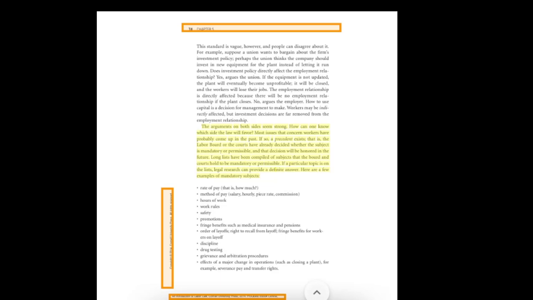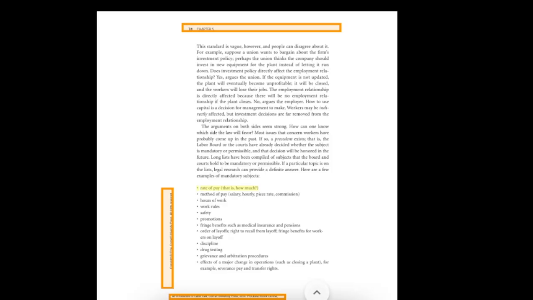Most issues that concern workers have probably come up in the past. If so, a precedent exists, that is, the Labor Board or the courts have already decided whether the subject is mandatory or permissible, and that decision will be honored in the future. Long lists have been compiled of subjects that the board and courts hold to be mandatory or permissible. If a particular topic is on the lists, legal research can provide a definite answer. Here are a few examples of mandatory subjects.